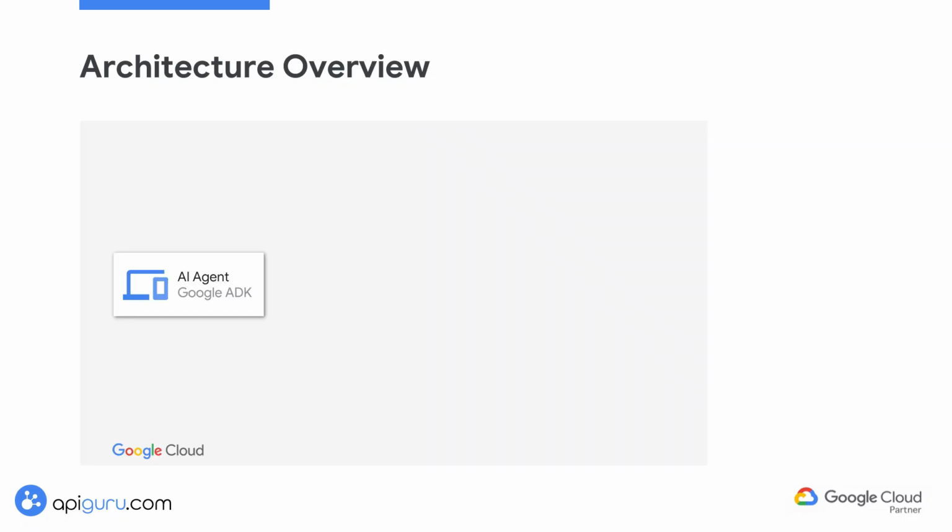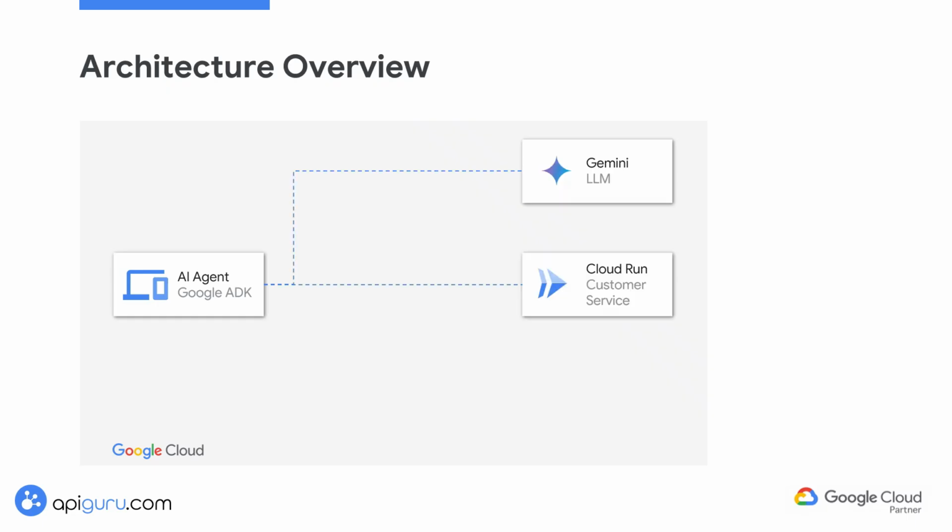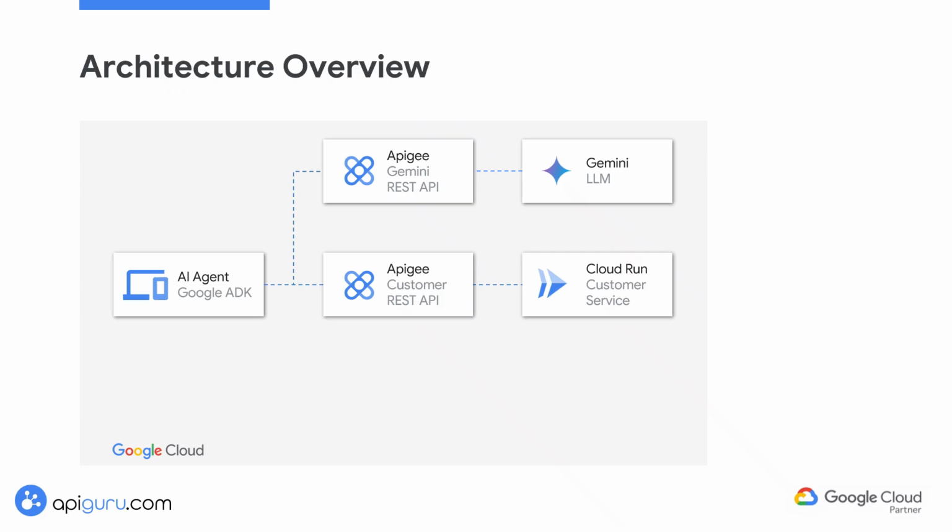We will be using an AI agent built with the Google Agent Development Kit, or ADK. The agent uses the Gemini 3.1 Flash Lite model and interacts with the customer service to retrieve, create, update, and delete customer information. Rather than allowing the agent to communicate directly with these services, every request is routed through Apigee. Apigee sits between the AI agent and every backend system, governing and securing every interaction.